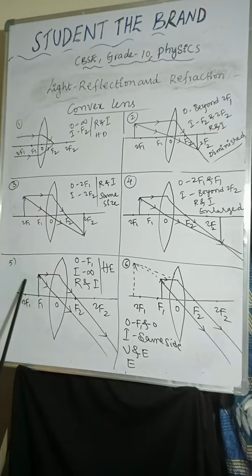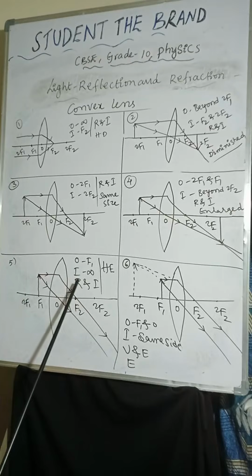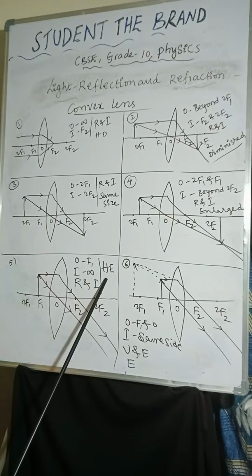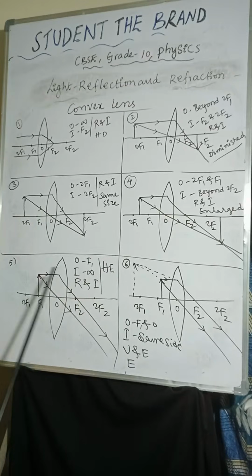And coming to the fifth one, object is placed at F1. Image is formed at infinity. Nature of the image is real and inverted and size of the image is highly large. Because object is placed at F, image will form at infinity. So parallel lines will never meet, so we assume that those will meet at infinity.